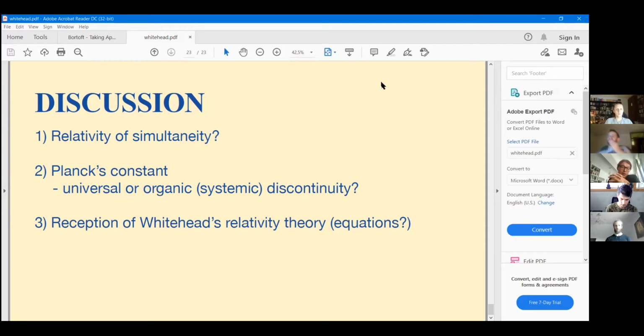And the third topic could be the reception of Whitehead's relativity theory. Probably some of us know it a bit, some of you know it a bit better. I would be really interested if any physicists reacted to it, or if it just kind of got lost. But thank you.